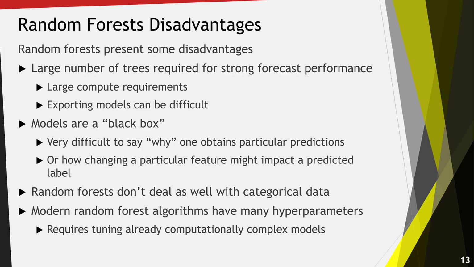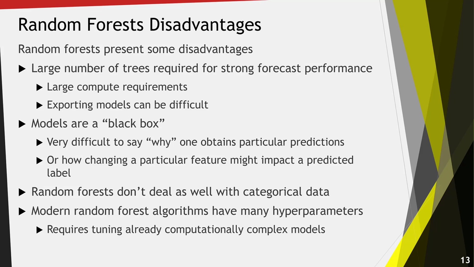Random forest models are also a black box. And what I mean by this is it's very difficult to take the model apart and say why you obtain a particular prediction. That's because you're averaging across many, many regression trees. So thinking about how changing a particular feature might change a predicted label is really not straightforward when using random forests. Random forests also don't deal well with categorical data.